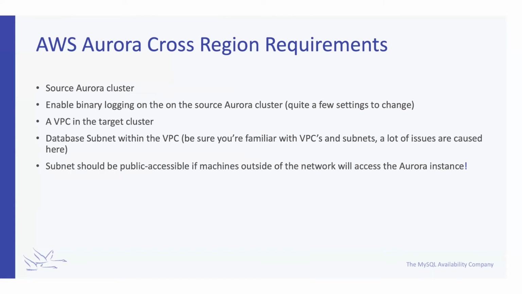So if we're looking at cross-region now, what are the requirements? So again, cross-region means that we can deploy a read replica in another region and use asynchronous replication to get replication events to that read replica. So obviously, we need a source Aurora cluster, right? We need an active cluster already. Then we need to enable binary logging on the source Aurora cluster. So out of the box, or when you first create an Aurora cluster, binary logging is not enabled, right? It's not needed for an Aurora cluster. So you have to go and actually enable that.